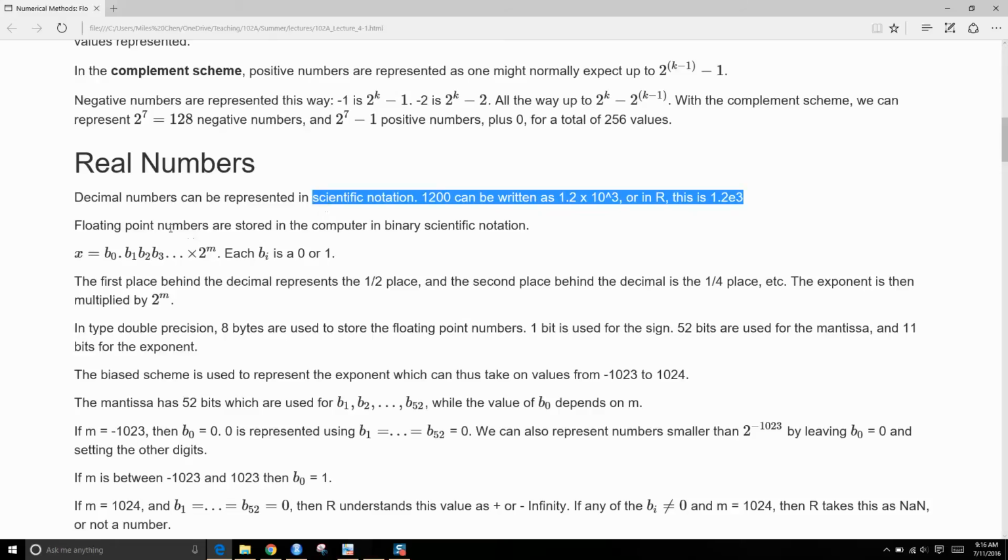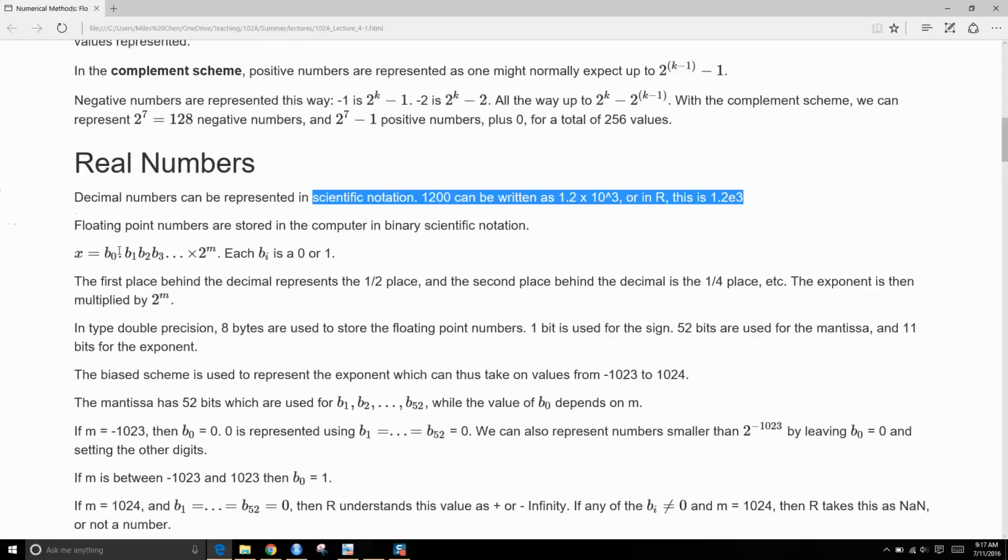I don't have this written here, but in decimal notation, again, the spot behind the decimal is the tenths place. So it's basically 1 over 10 to the 1, or 10 to the negative 1. The spot behind that would be 1 over 10 to the 2, or 10 to the negative 2.